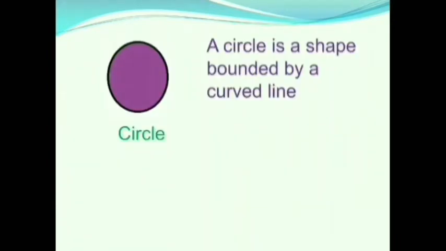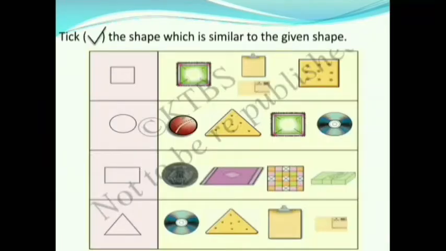A circle is a shape bounded by a curved line. Observe these examples, children. Now we walk on the road. You will see traffic lights. The lights in the traffic signal will also be in circular shape. See this plate. This is in which shape? Yes, it is in circular shape. The bottle cap which you put on your bottle will also look like a circle.